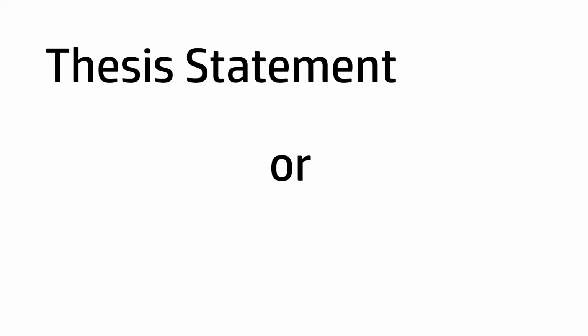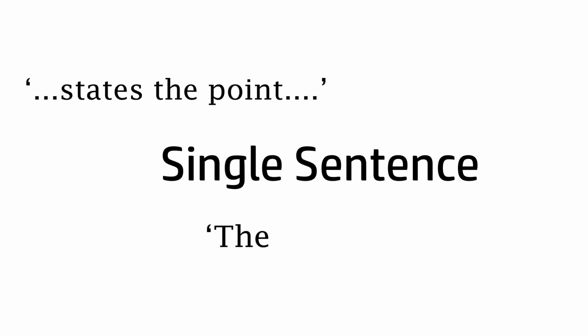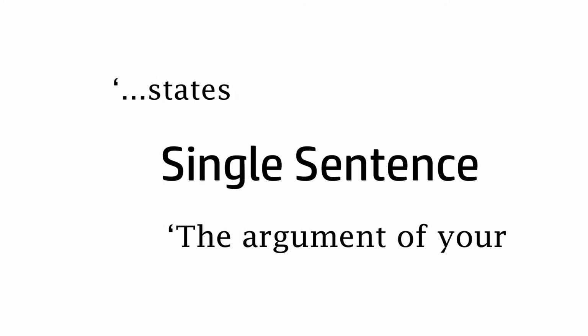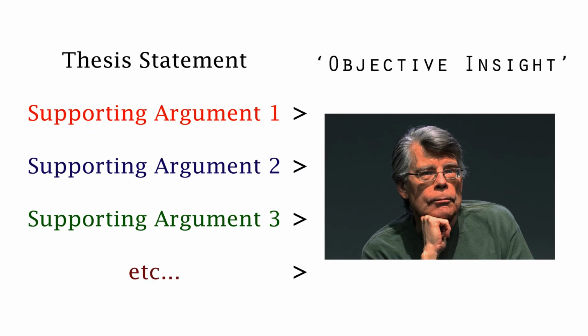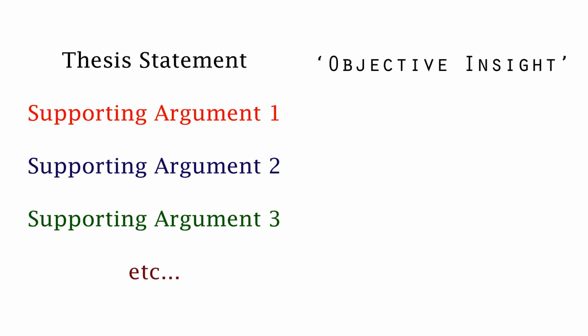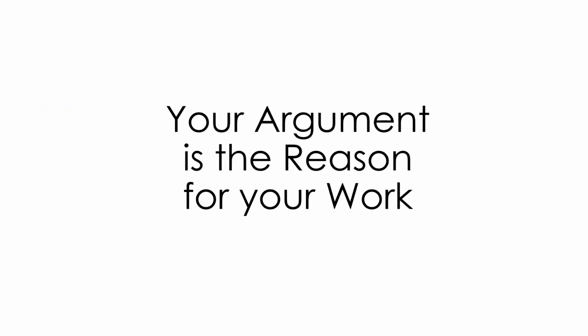The thesis statement or controlling idea is usually a single sentence which states the point of your essay, or as we like to say, the arguments of your work. It is simply your opinion that one thing happened because another thing happened. The rest of the essay is designed to support the thesis statement, giving the reader an objective view of your assignment. This video will show you how to develop the thesis statement in a time-efficient and practical way, and help you find the key to your assignment.